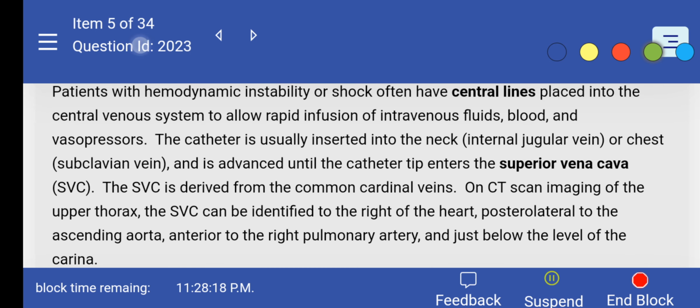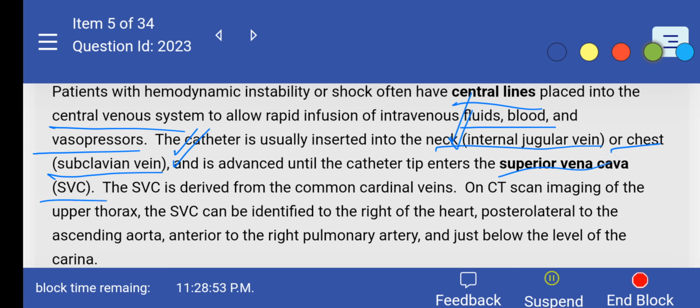Okay, so patients with hemodynamic instability or shock often have central lines placed into the central venous system to allow rapid infusion of IV fluids, blood, and vasopressors. The catheter is usually inserted into the neck. If we are inserting that through the neck, that would be through the internal jugular vein. This is important. Or if you're inserting that into the chest, that would be the subclavian vein. Note this point. It is advanced until the catheter tip enters the superior vena cava. Our main goal is that the superior vena cava is derived from the common cardinal veins.